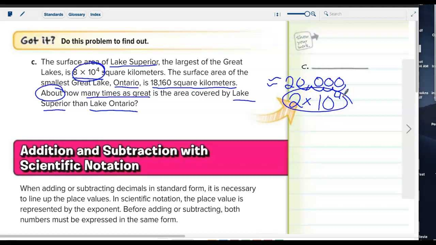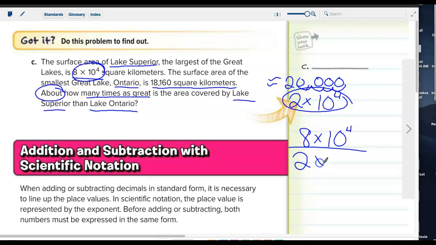Okay, we want to know which one is, so as great as the area covered by Lake Superior. Which number goes with Lake Superior? Haley? Okay, so that comes first, therefore it's going to be our numerator. So it's going to go on top. It is also our bigger number of the two. So then what number goes on bottom, Faith?